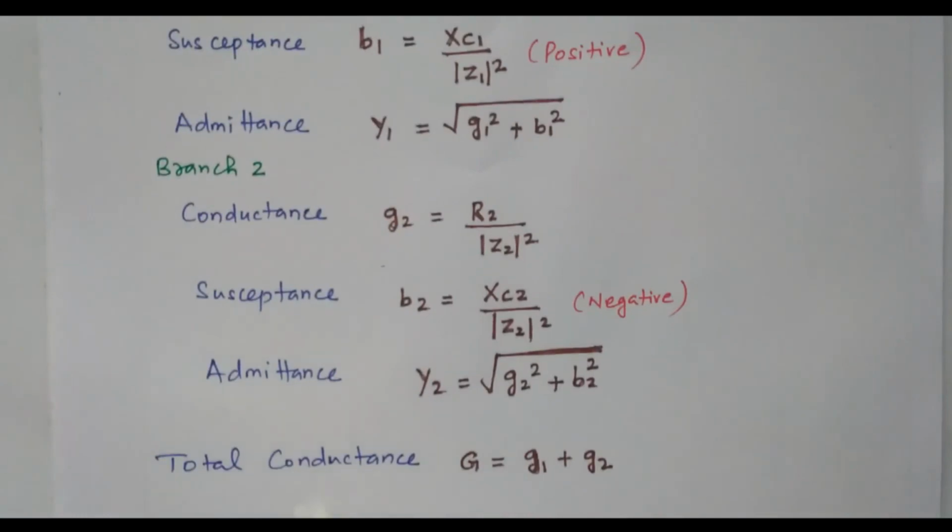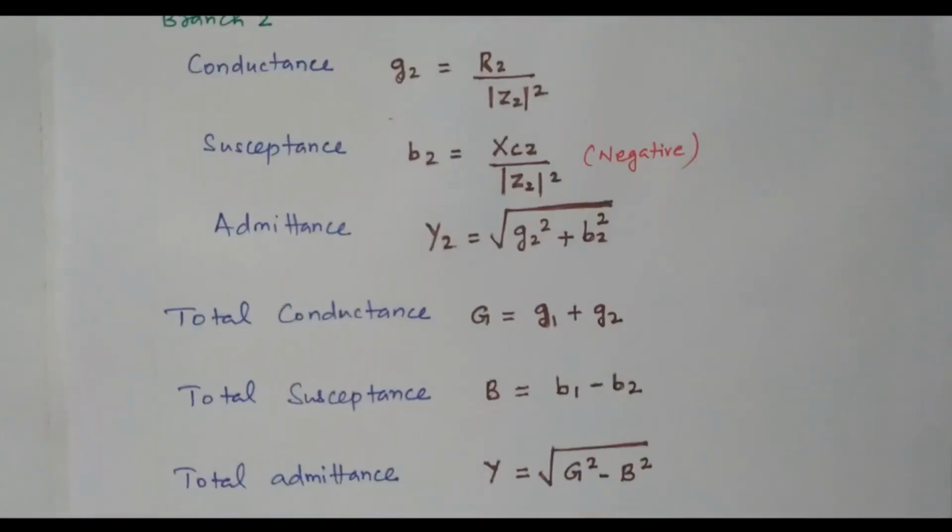Similarly for branch 2, the conductance G2 equal to R2 divided by Z2 square. Then susceptance B2 equal to XC2 divided by Z2 square is negative because of inductance. Then admittance Y2 is square root of G2 square plus B2 square.